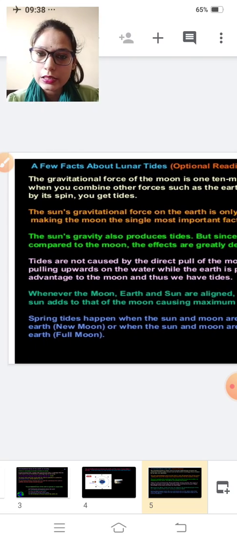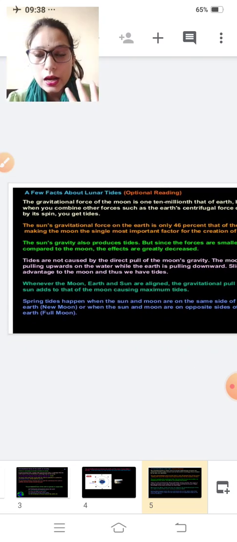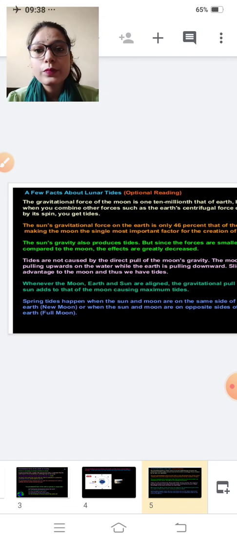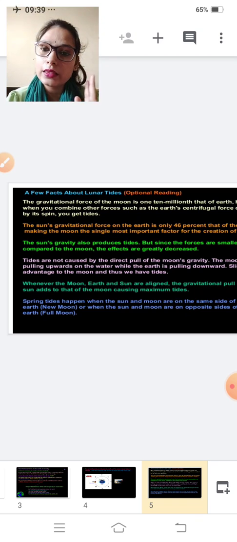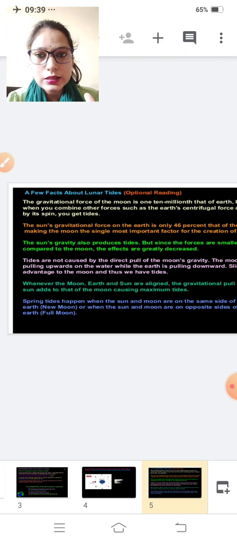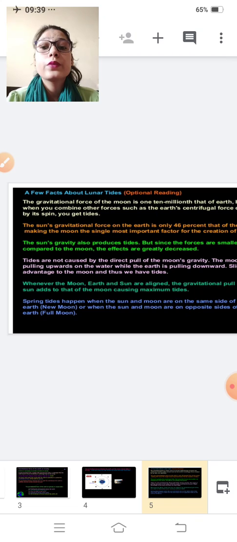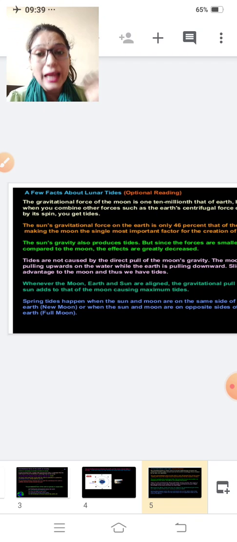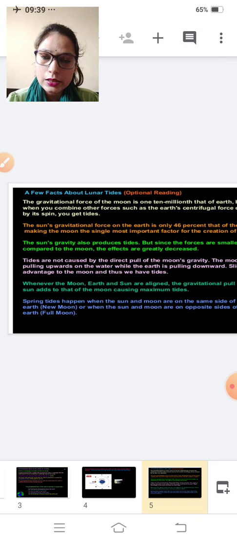Is this thing clear to you? Now you understood how tides occur? Yes, tides occur due to the gravitational force of the earth and the moon, and when there is a full moon, more gravitational force is there, so on the full moon more high tides are there. Is this clear to you?